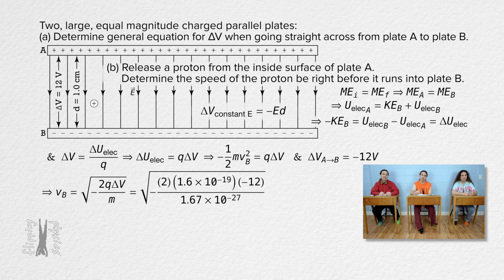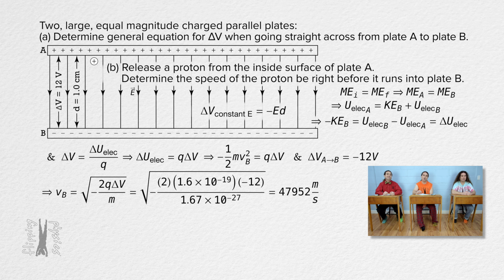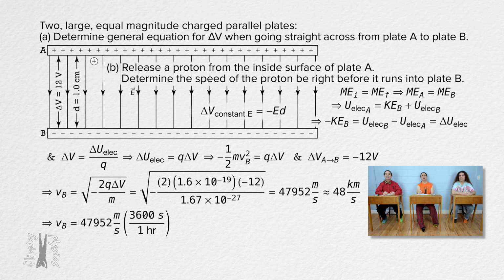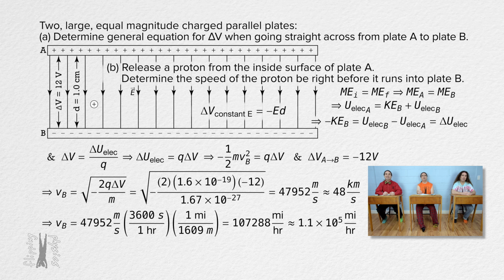And we get 47,952 meters per second, or 48 kilometers per second with 2 sig figs. Whoa, that seems really fast. How fast is that? Multiply by 3,600 seconds over 1 hour and 1 mile over 1,609 meters, and we get 107,288, or 1.1 times 10 to the 5th miles per hour. Yeah. That is fast.